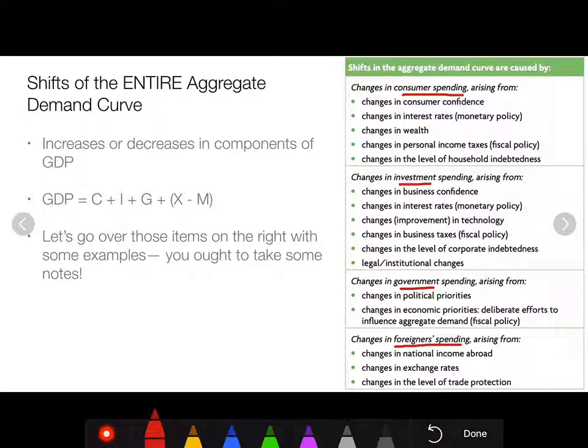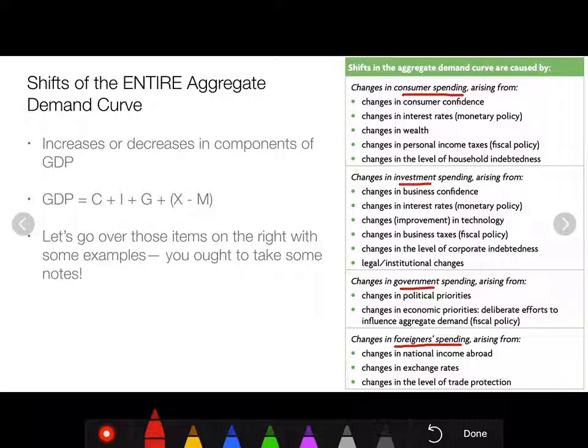Changes in the level of indebtedness. The more in debt a household is, the less they can spend. The less in debt they are, the more propensity to spend and go into debt, or to spend money in general on new goods and services. You'll see consumer spending a lot. A lot of economists believe it's the consumer spending that really drives the economy.